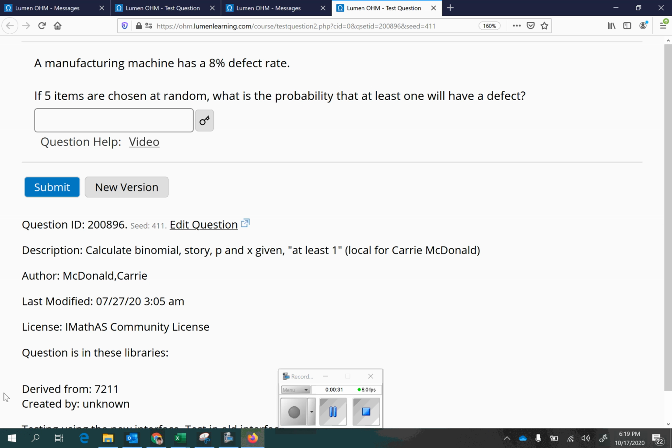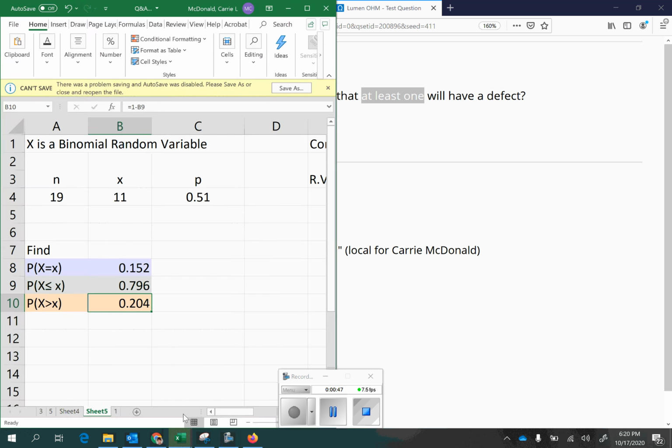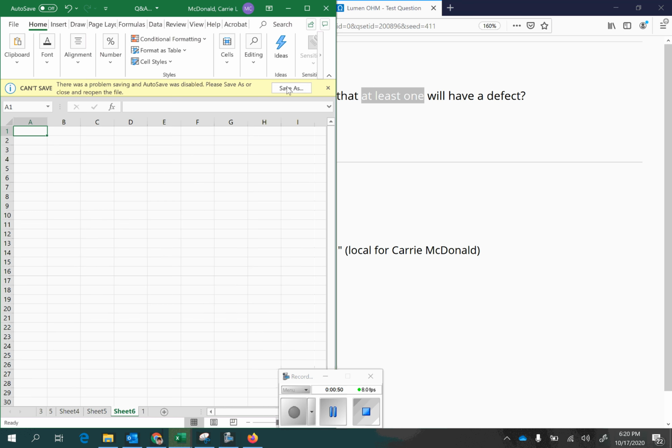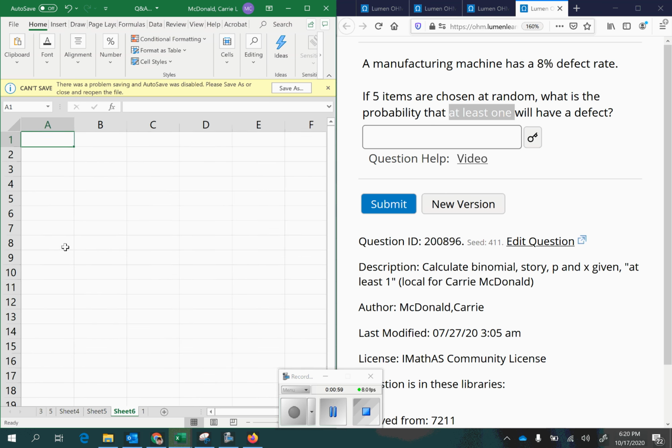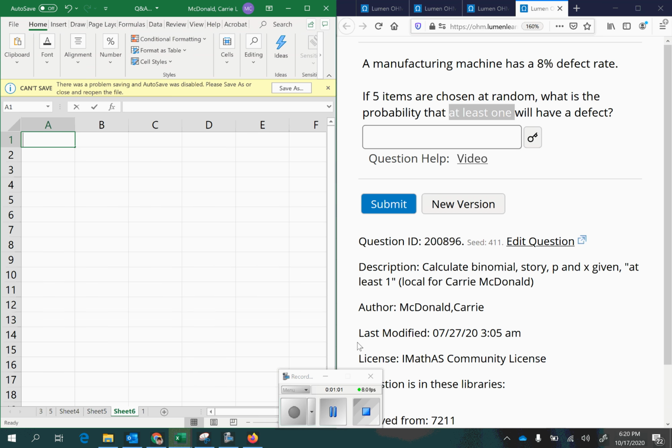And the reason is that whenever you do a probability of at least one of a certain type, it's way easier to use the law of complementary events than it is to figure it out piece by piece. So let's look at how we could lay this solution out if we were not using the law of complementary events. So first of all, 5 items are chosen at random, so n equals 5.